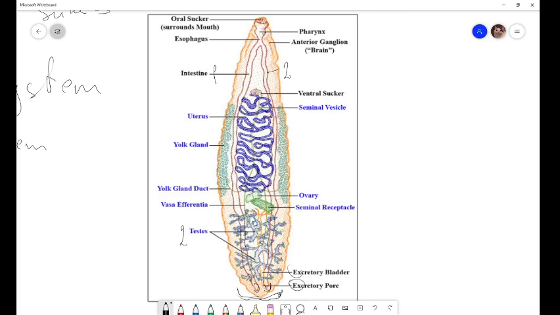Okay, and the next system, the genital system, is the female system, and it consists of the uterus, Mehlis glands, uterus, and what's the next? Ovary, the main organ.